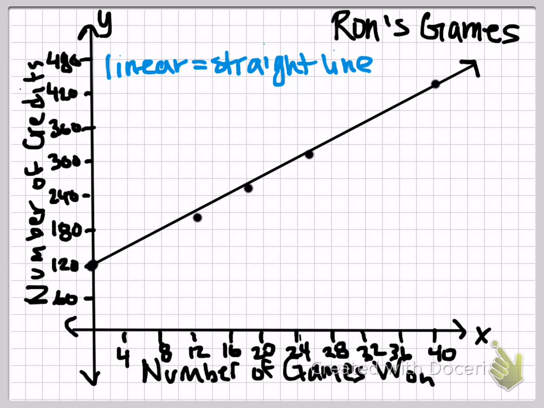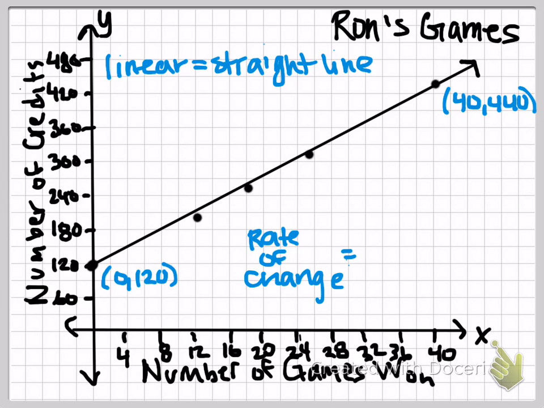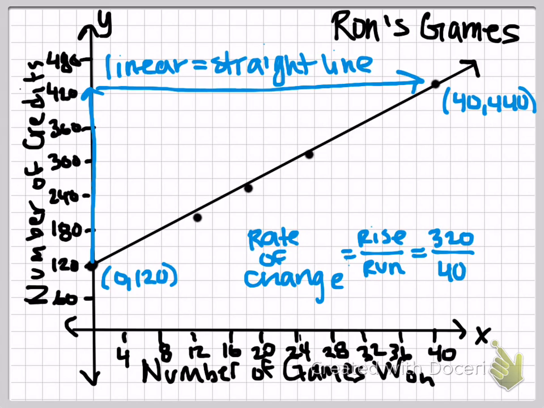Part B says, to calculate the rate of change from the graph, show your work. I'm going to use some points here. We have 40, 440, and 0, 120. The rate of change is the same thing as slope. So rate of change is going to be rise over run. I'm going to rise up from 120 to 440, and that's 320. And then I'm going to run over from 0 to 40, so that's 40. And 320 divided by 40 is 8 over 1.